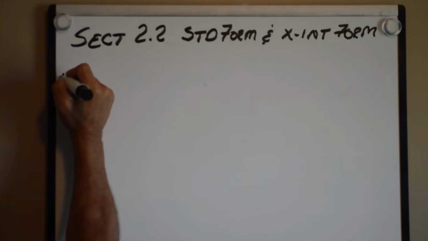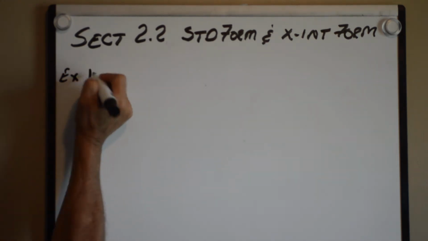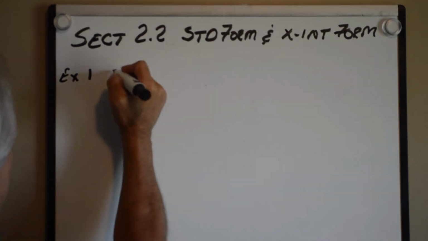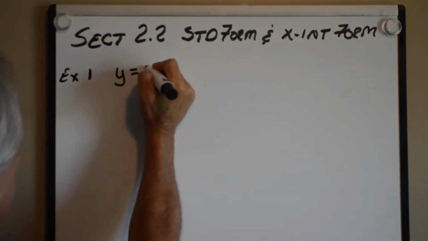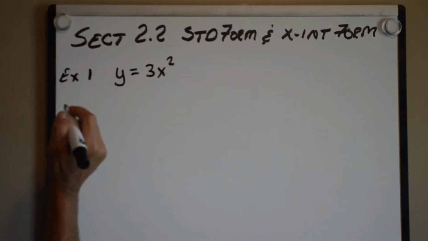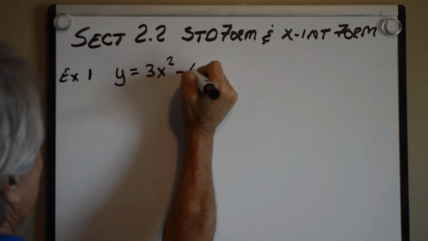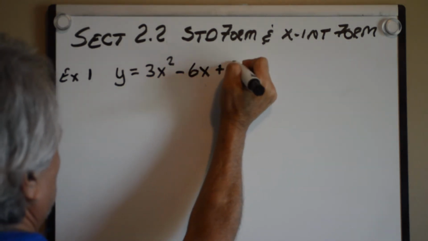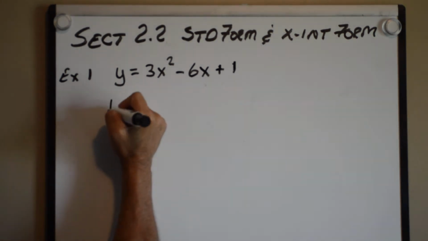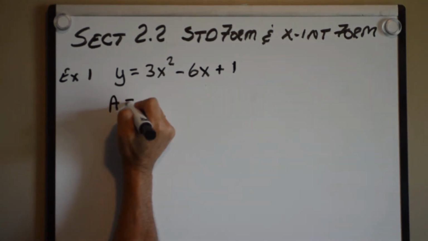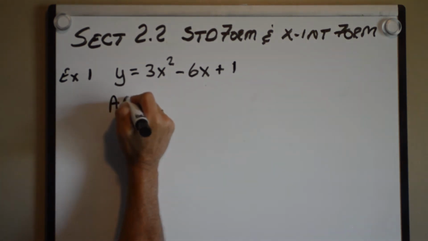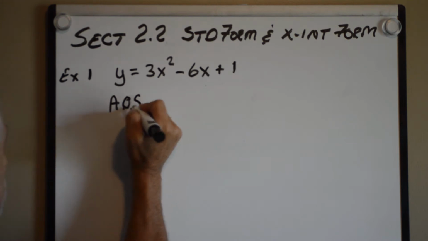So my example number first. I have y equals 3x squared minus 6x plus 1. I want a graph. I'm not going to use graph paper, but you always will. You will always show me all of your work. You will always do it in pencil. You will not do it on your laptop or on your iPad or anything else.